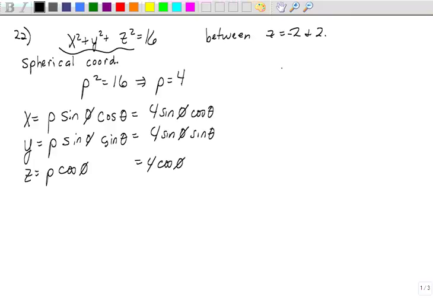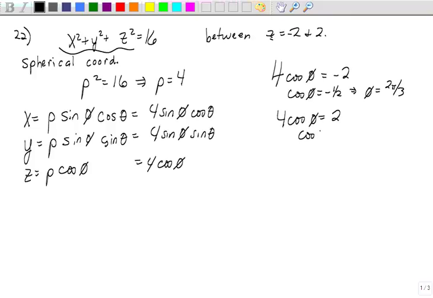Then we have z between -2 and 2. So z equal to -2 means cosine of phi is -1/2, so phi is 2 pi over 3. And when z is 2, phi is pi over 3. So our phi's are bounded by pi over 3 and 2 pi over 3, and our theta's are bounded by 0 and 2 pi.